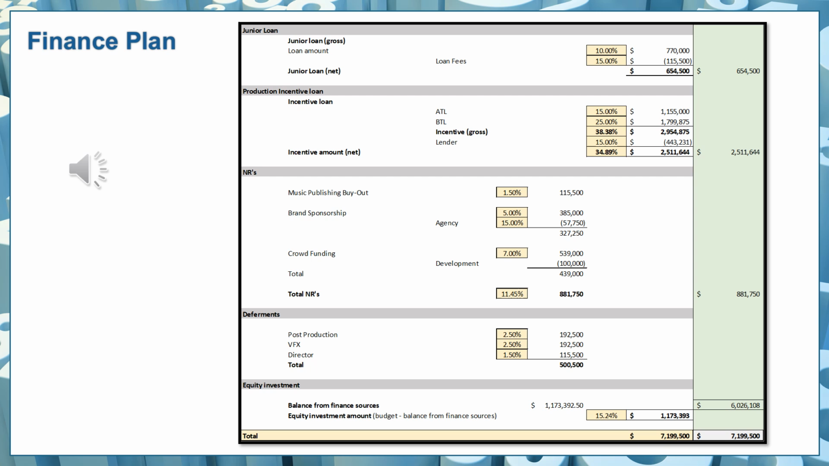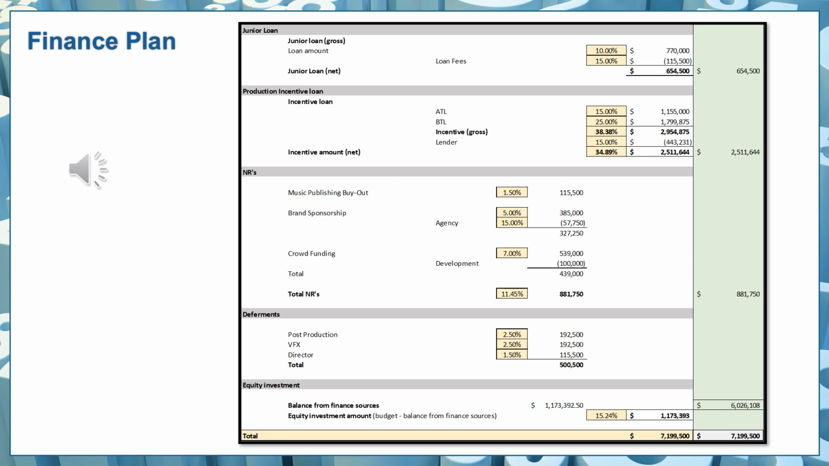Crowdfunding, we were able to raise 7% of the budget, that is $539,000, but we used $100,000 of that during the development phase. So what we have available right now at closing is $439,000. Altogether, our non-recoverable finance sources here in this section come to $881,750. And then we have some deferments.